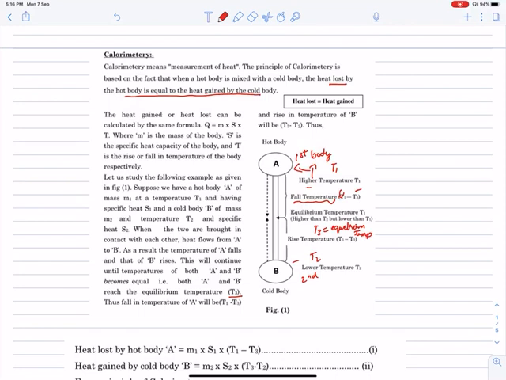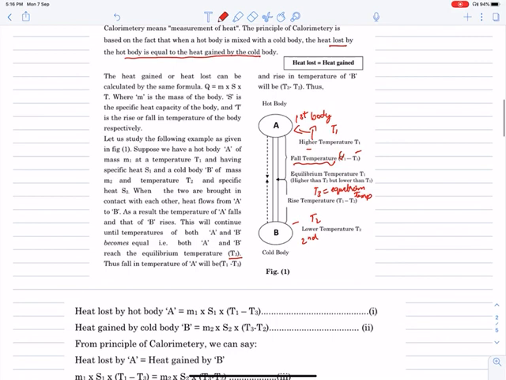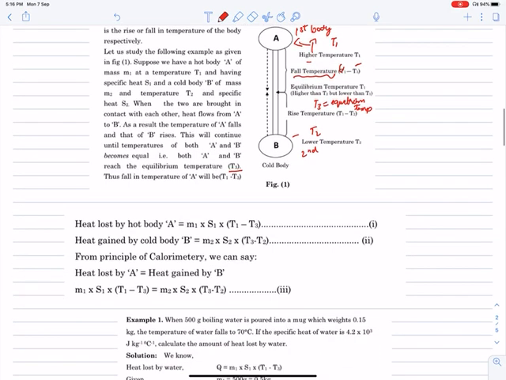Now the heat lost by body A, you can see by equation number 1, is given by M1 into S1 into T1 minus T3. Heat gained by body B is equal to M2 into S2 into T3 minus T2. So from the principle of calorimetry, or conservation of energy, heat lost by A is equal to heat gained by B. The heat lost by A is given by equation number 1, and heat gained by equation number 2.